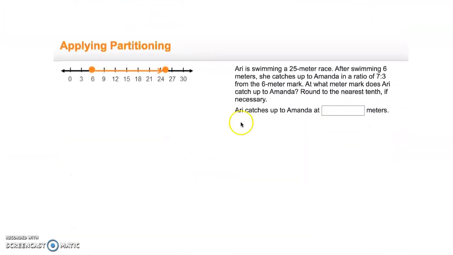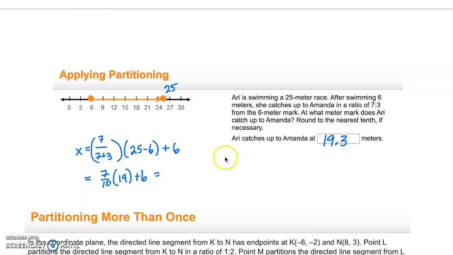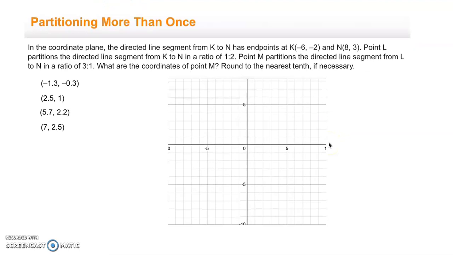All right, here's another example, and I want you to notice the endpoints of 6, and this should be 25. Pause the video and try this one. All right, you should have got 19.3 meters. So there's one more example about partitioning more than once. So I want you to read through this and see if you can set it up and then come back and we'll walk through it.